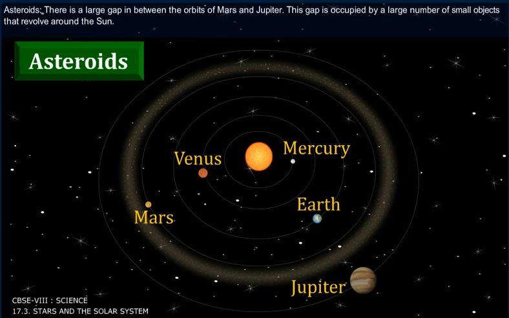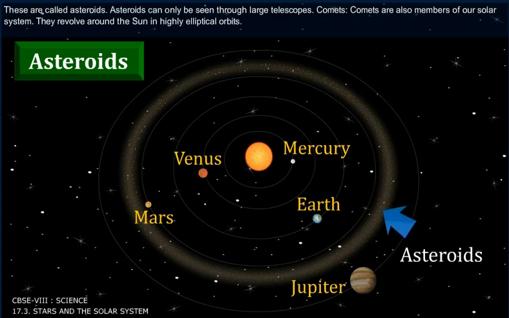Asteroids. There is a large gap in between the orbits of Mars and Jupiter. This gap is occupied by a large number of small objects that revolve around the Sun. These are called asteroids. Asteroids can only be seen through large telescopes.